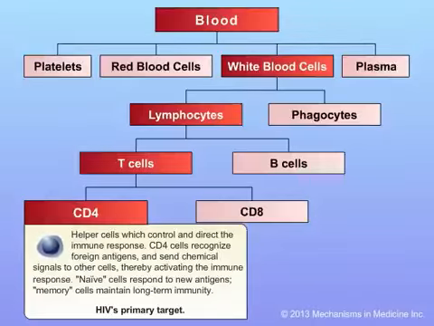Naive cells are ones that can respond to new antigens, and these cells can then become memory cells that in turn can maintain long-term immunity or memory in regard to antigens and infectious agents that have previously been seen or recognized. CD4 cells are the primary target of HIV.